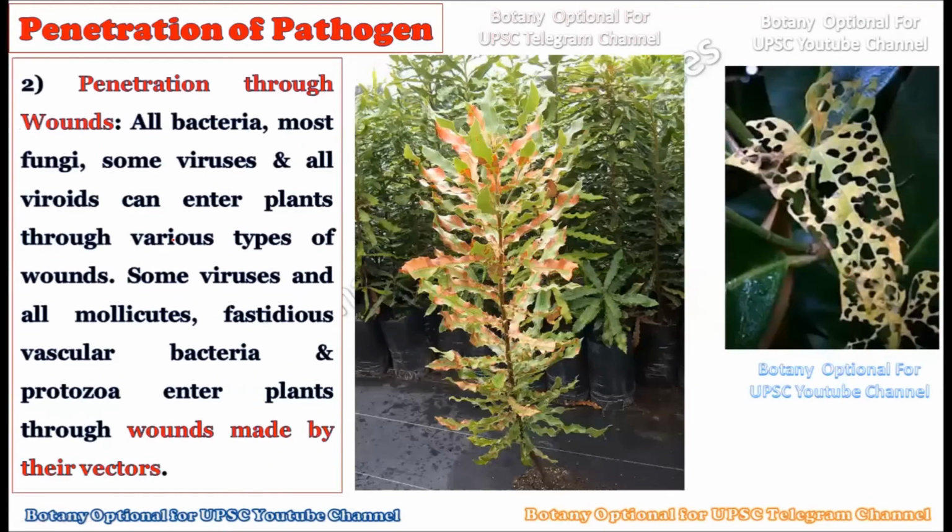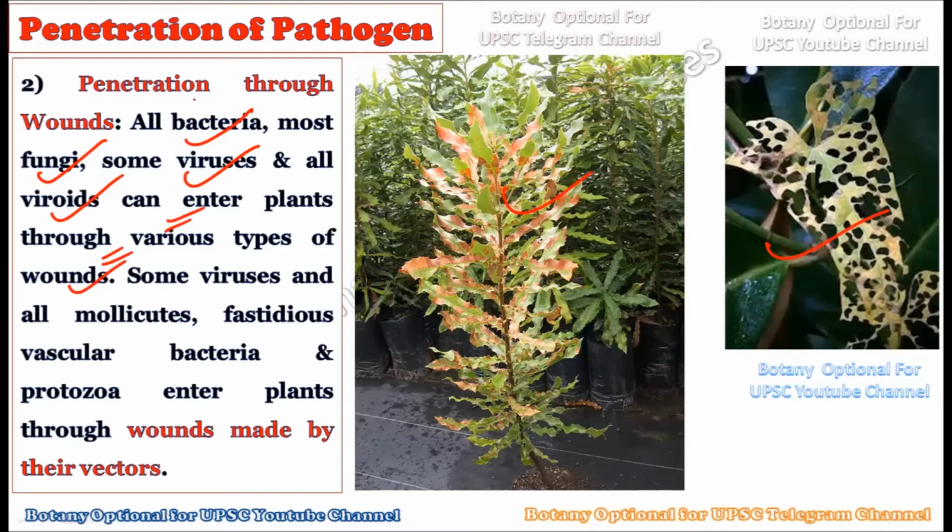Okay, so the second method we are going to see regarding the entry of a pathogen within the plant body is penetration through the wounds. If the plant has got injured, if it has already broken open, then which types of pathogens are going to enter the plant body? Now see, all the bacteria, most fungi, some viruses and all viroids can enter the plant through the various types of wounds.